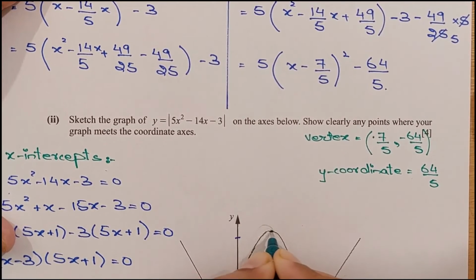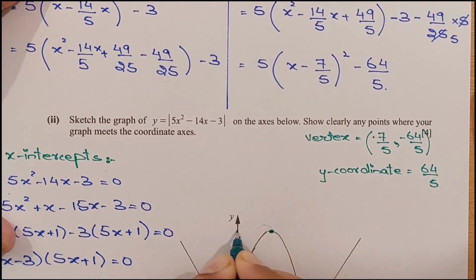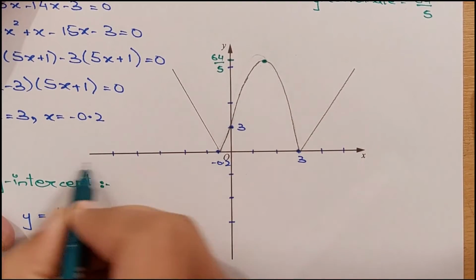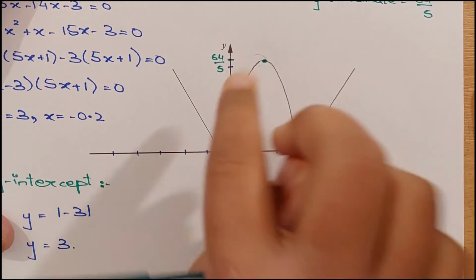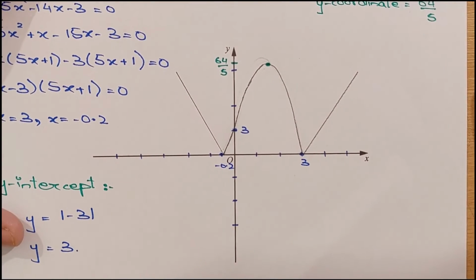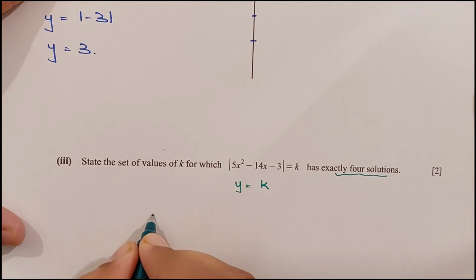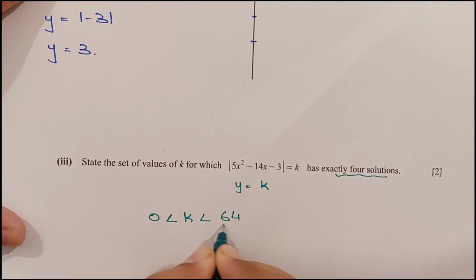So we have this vertex, and this y point is 64 by 5, right? So when we draw a line between y equals 0 and y equals 64 by 5, we will get 4 solutions. The straight line intersects the graph at 4 points, right? So we can say the set of values of k is when k is between 0 and 64 by 5.